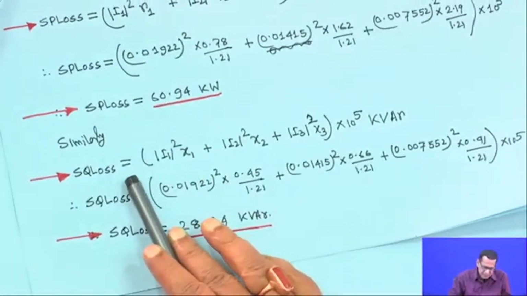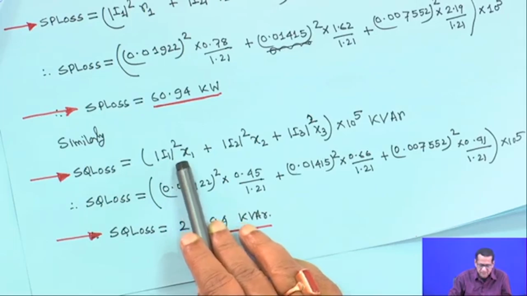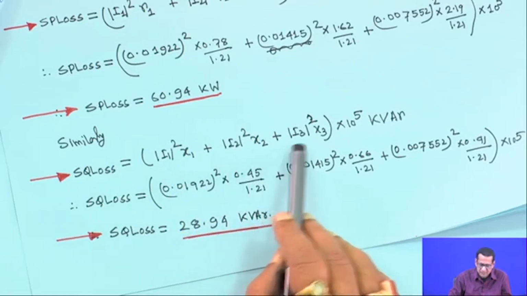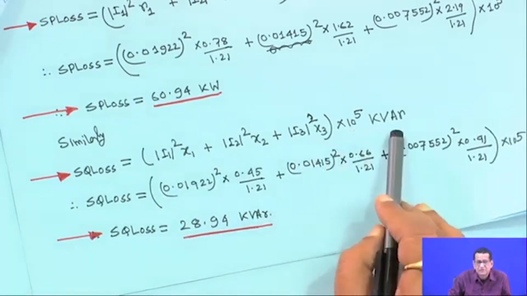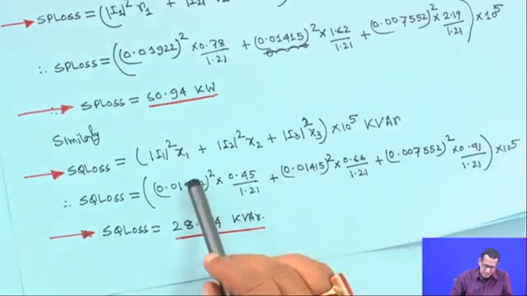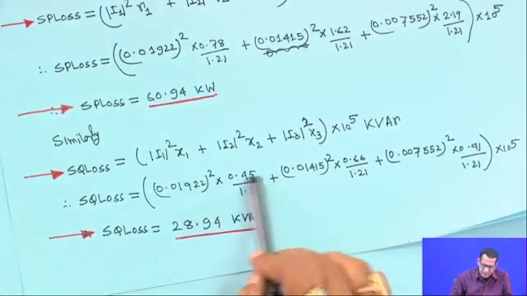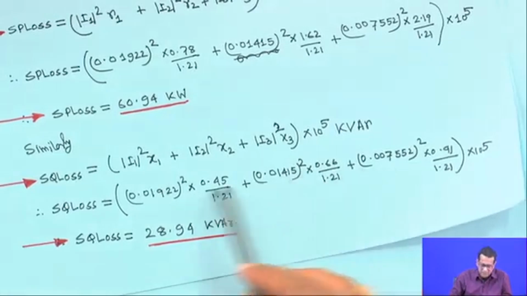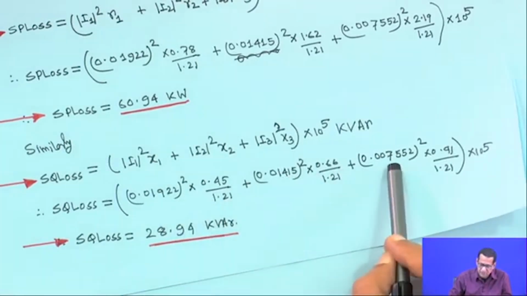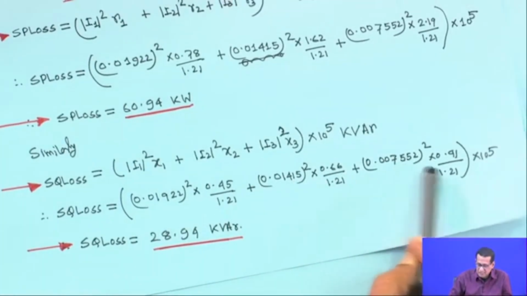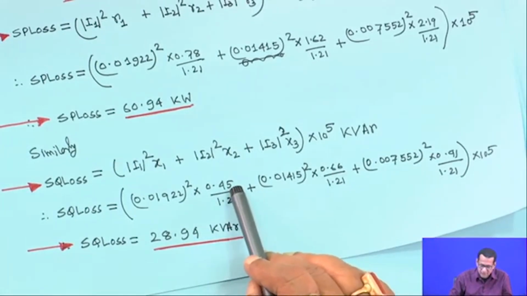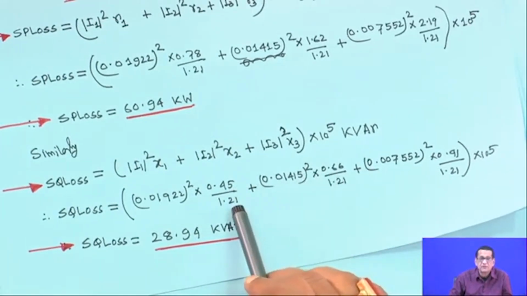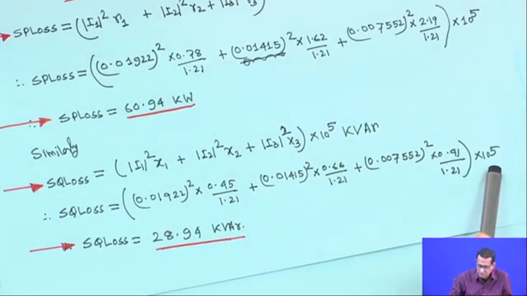Similarly, the total Q loss, that is magnitude I1 square x1 plus I2 square x2 plus I3 square x3 into 10 to the power 5 kilovar, right. So, all the I values are converted to per unit, all x values, and you substitute all these values: magnitude of I1, magnitude of I2 and magnitude of I3, and the square, right. And these are all x1 values, ohmic values divided by their base impedance 1.21, 1.21, 1, into 10 to the power 5.